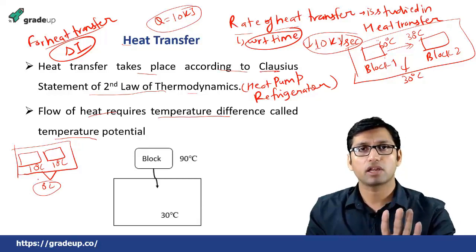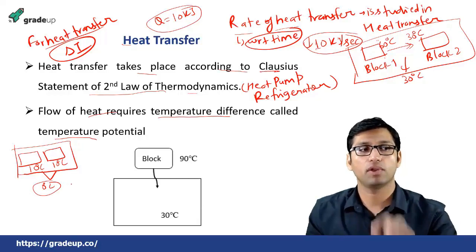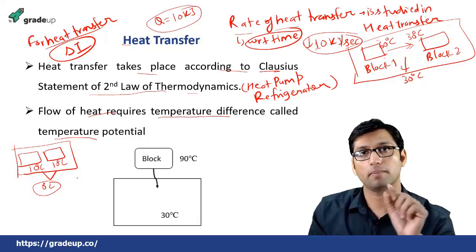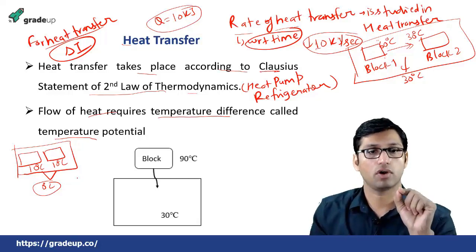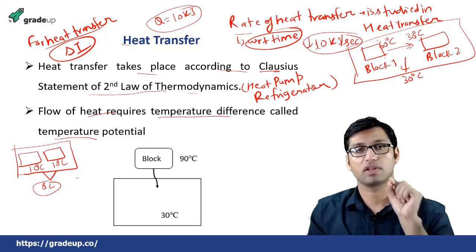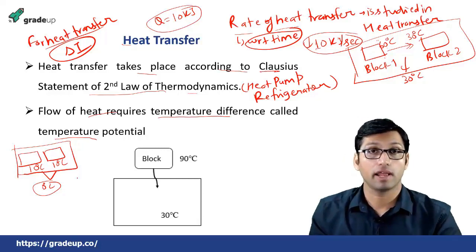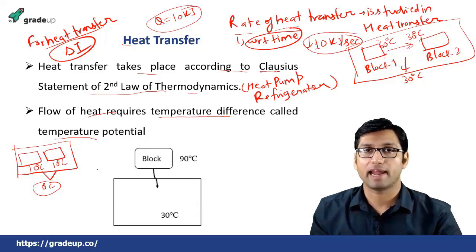So if temperature difference is not there, there will be no heat transfer. So one important thing that is required for heat transfer is temperature difference or temperature potential. That is the main criteria for heat transfer, and that criteria comes from Clausius statement of second law of thermodynamics.